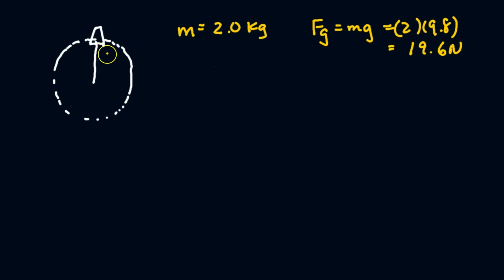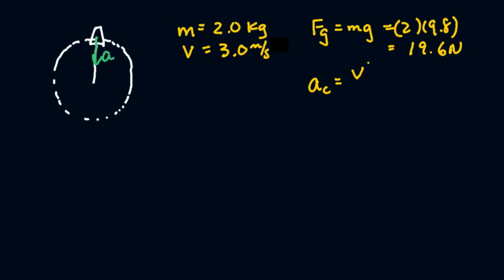Another question we can ask is, what is the centripetal acceleration? And we have an equation for that. It requires us to know the speed that it's moving at that highest point. And the speed in this case is 3.0 meters per second. The centripetal acceleration is center seeking, so it's towards the center.